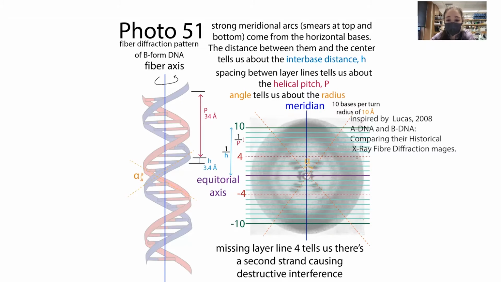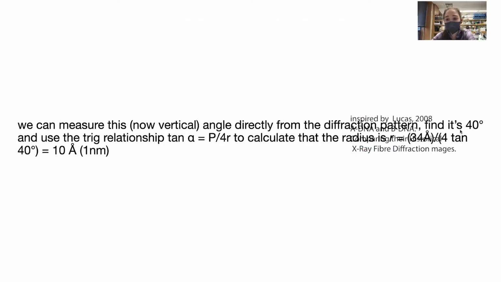And here they have to do a little bit of trig. They find that this angle is 40 degrees. Then they use the trig relationship that the tan of the angle equals P over 4R. They're able to calculate that R is 34 angstrom divided by 4 tan 40 degrees, which equals 10 angstrom. So it's a nanometer.